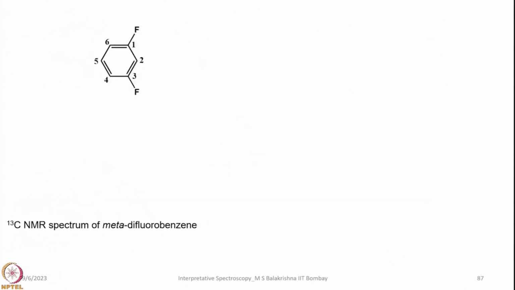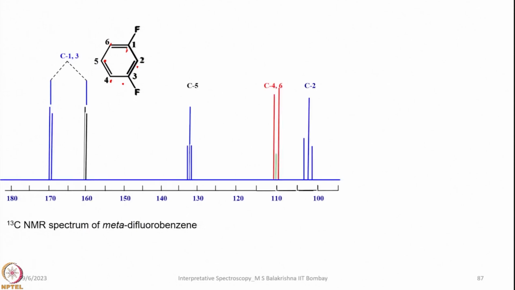Okay, now let us look into a symmetrically substituted compound here. Here we have, if you consider from here, 1,3 position substitution. So now these two are identical and these two are identical and this is different and this is different. That means one can anticipate 4 signals for this difluorobenzene, meta-difluorobenzene. You can see here we have 1, 2, 3, 4, 5 are there, and 4 and 6 appear together.